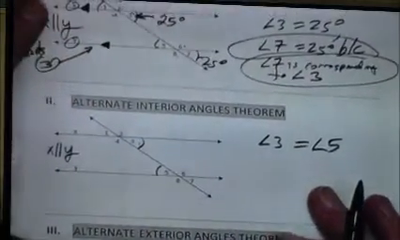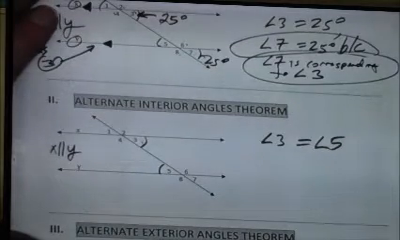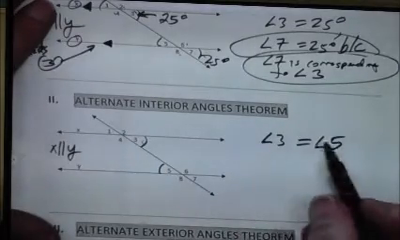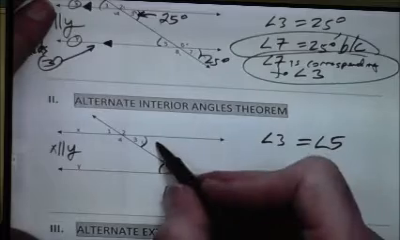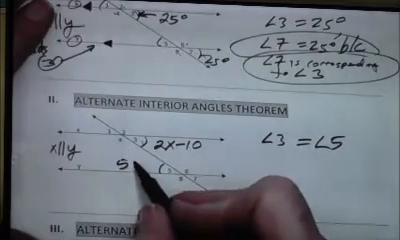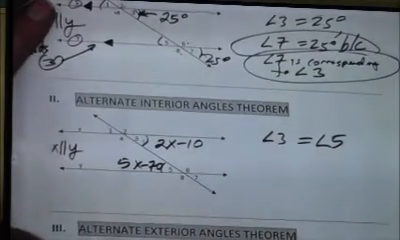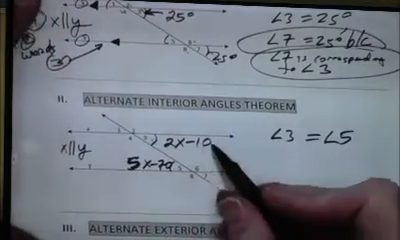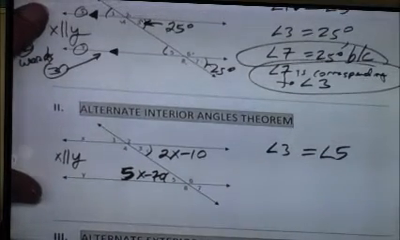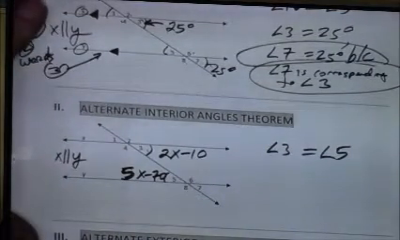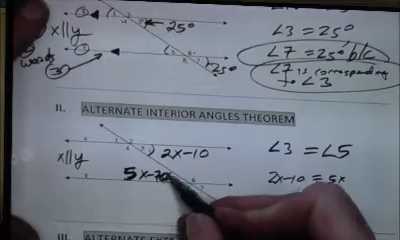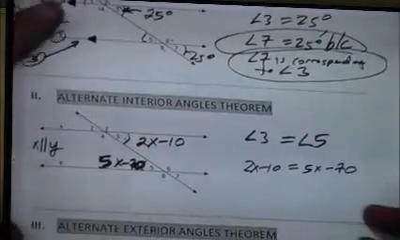Now look at alternate interior angles. And I want to say here that for 3, since we know 3 and 5 are equal, I'm going to say that 3 is 2x minus 10, and 5 is 5x minus 70. So write 2x minus 10 and 5x minus 70. Well, angle 3 and angle 5 are equal. If angle 3 and angle 5 are equal, that means that 2x minus 10 is equal to 5x minus 70.